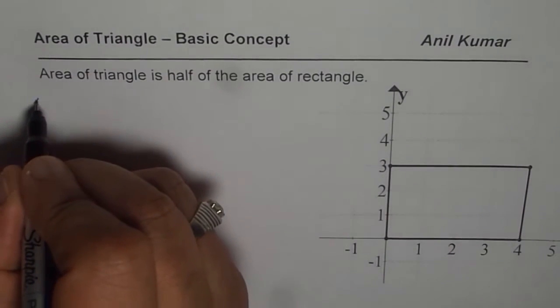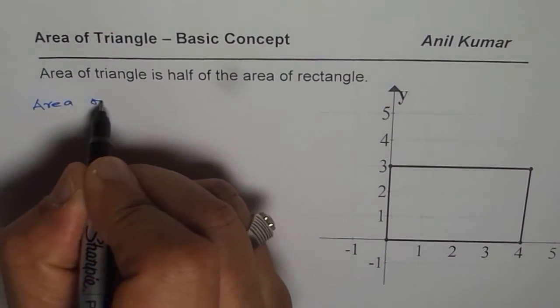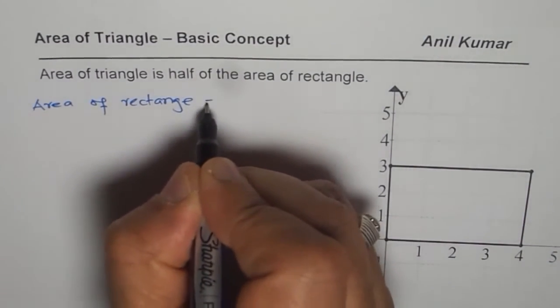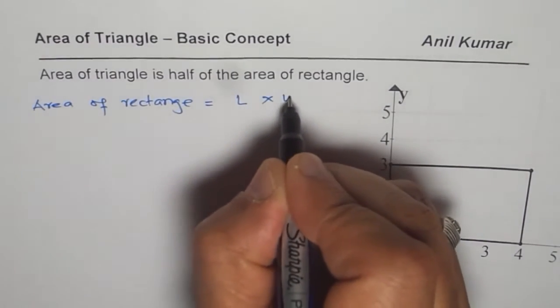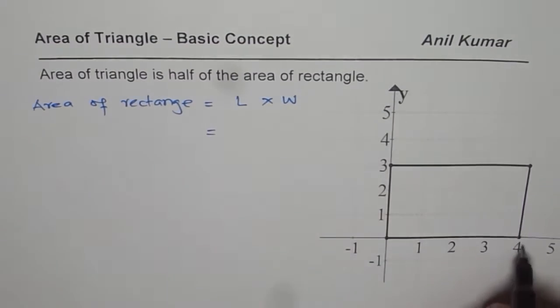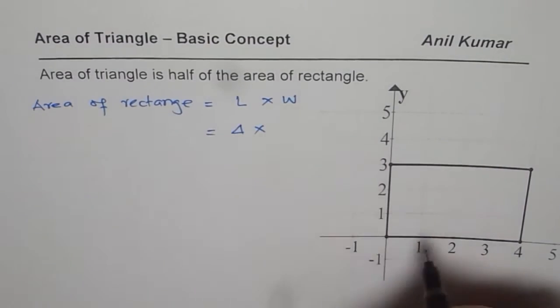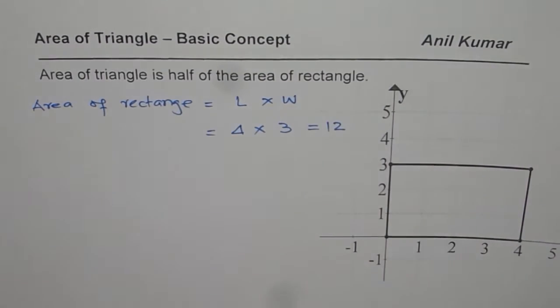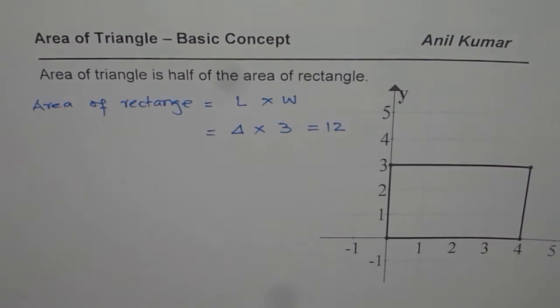So we can say area of rectangle is equals to length times width. So in this case length is 4, so 4 times width is 3, and when we multiply you get 12. Now area of rectangle we start learning from grade 1 itself.